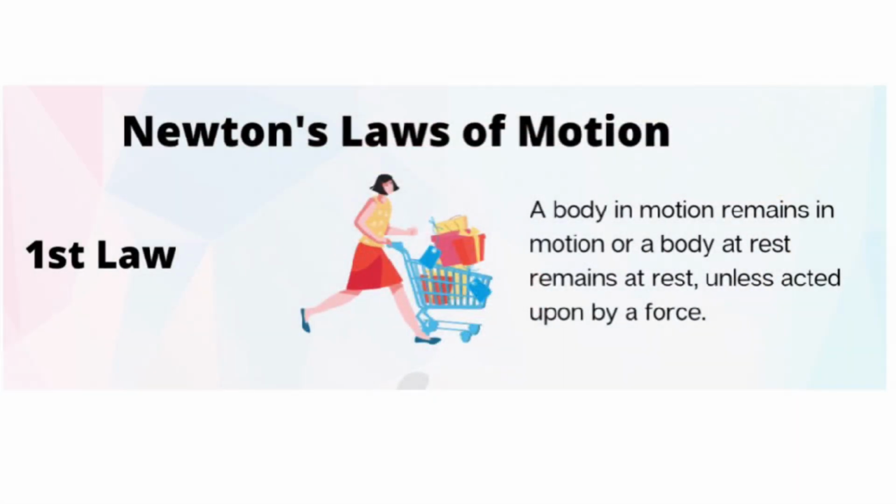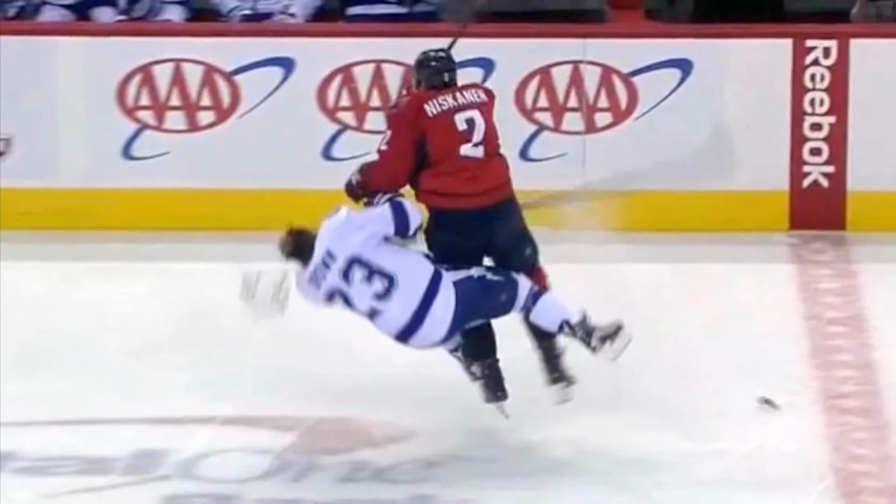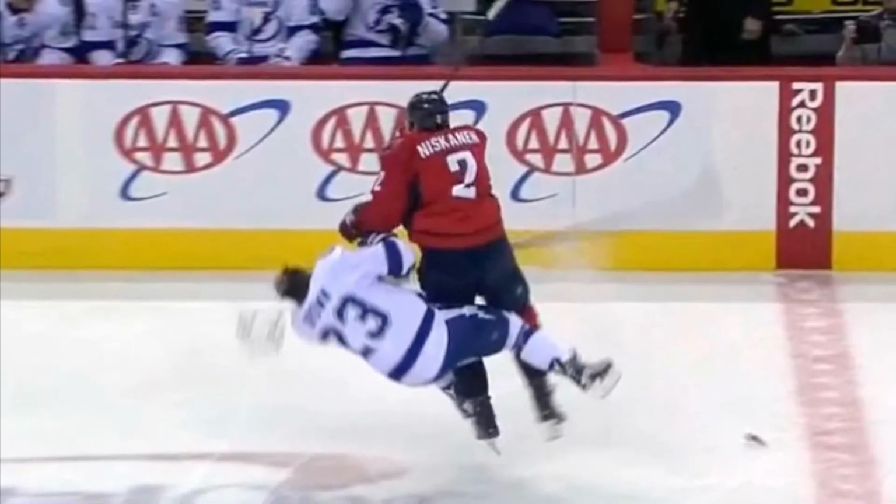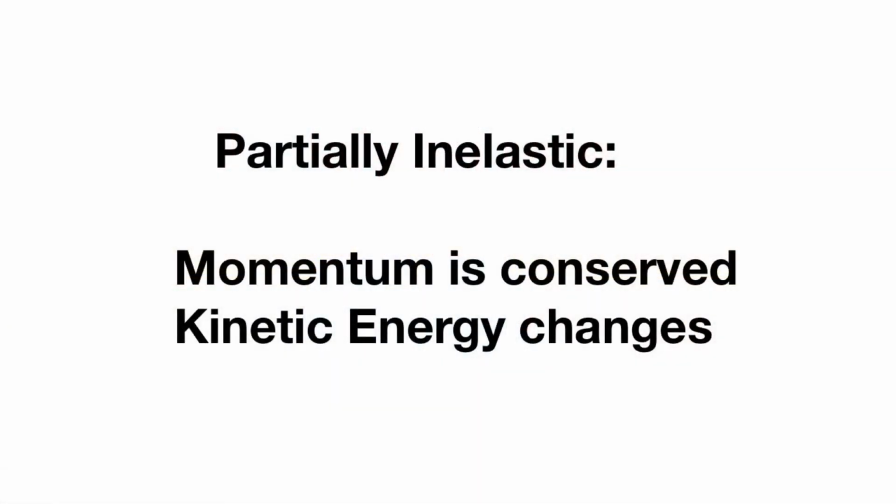In this video, we see an example of Newton's first law, which is an object in motion will remain in motion until it interacts with another object in a way that produces a net force. In this case, it was an opposing player that caused this other force. This is also a partially inelastic collision because momentum is conserved, but kinetic energy is not the same because you lose some to heat and sound.